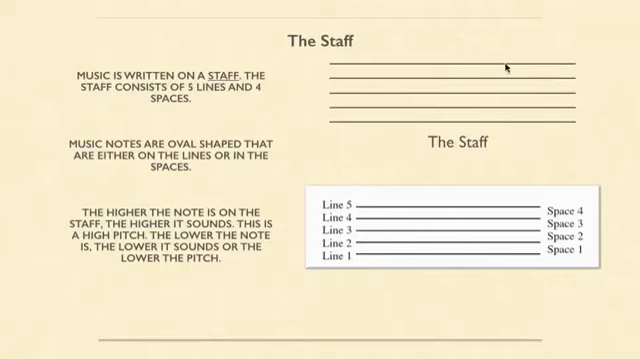A good example is a woman's voice when she's singing. Women have higher voices than men for the most part, and males will have lower voices. So we will be singing in a lower part, of lower notes, of the staff than women would.